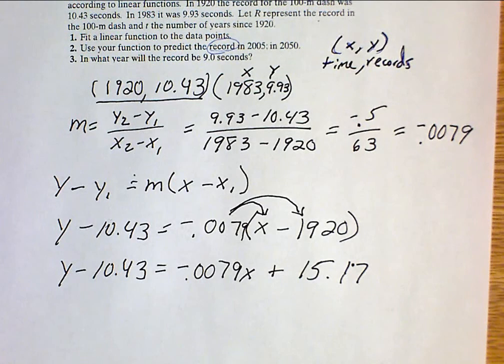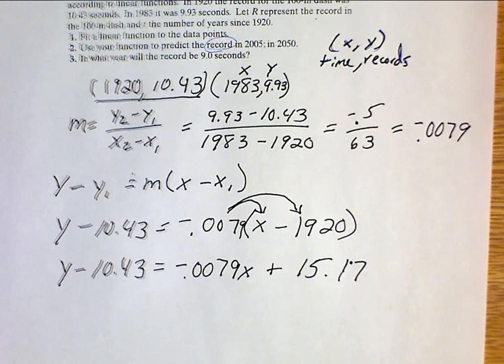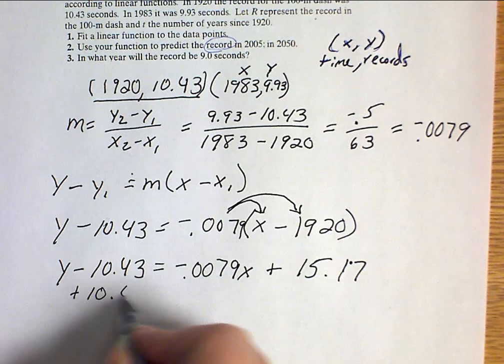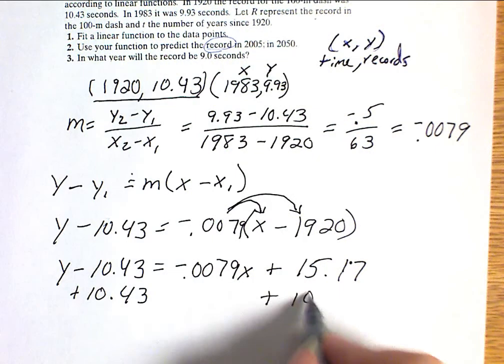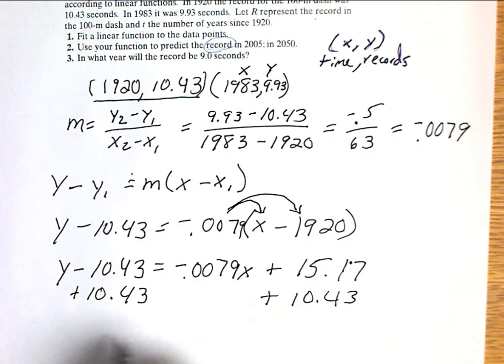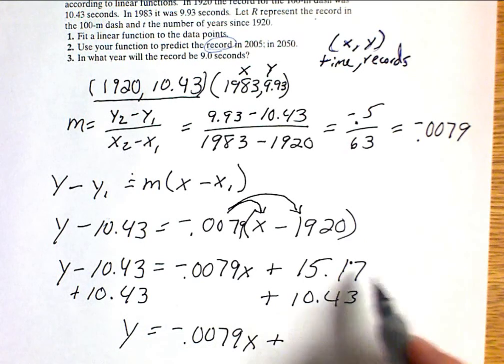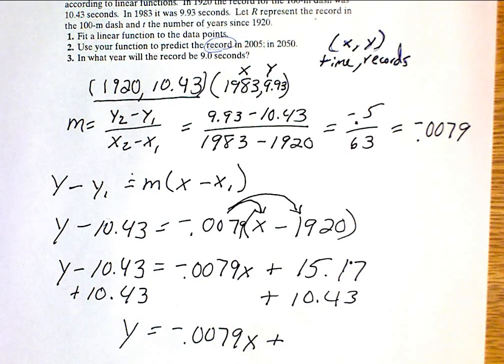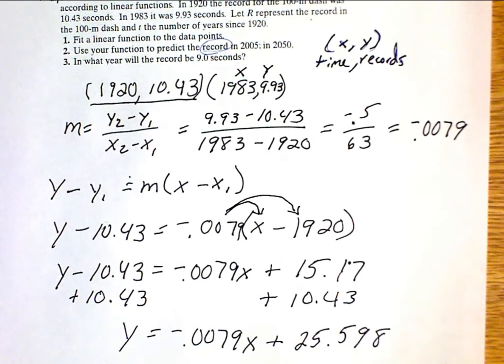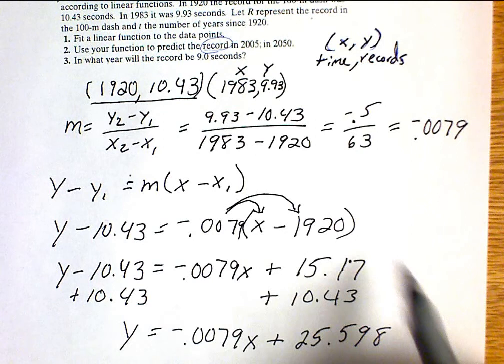So then the last step is we are going to add 10.43 to both sides. So I have y is equal to negative 0.0079x plus, let's see, since I rounded up, that's going to be a 6. So it's going to be 25.598. Or since we rounded it, actually, it probably would have been rounded already.